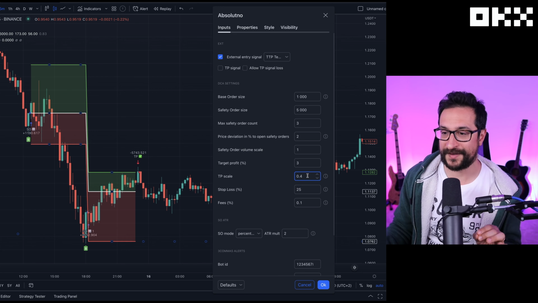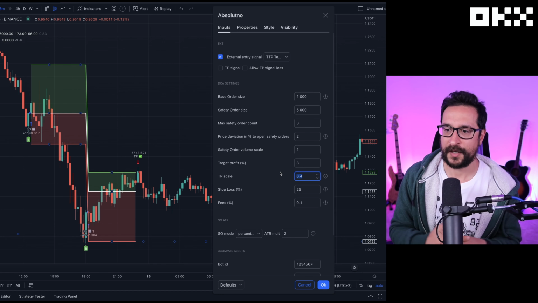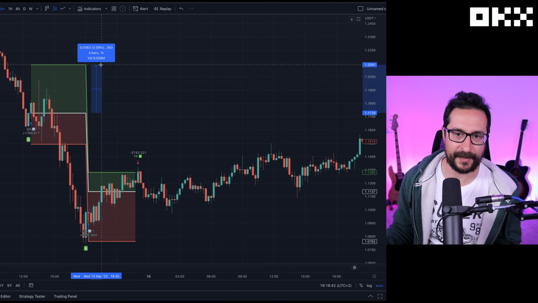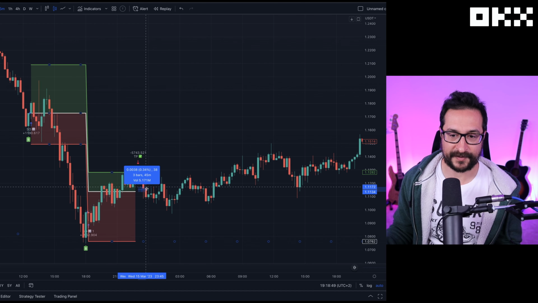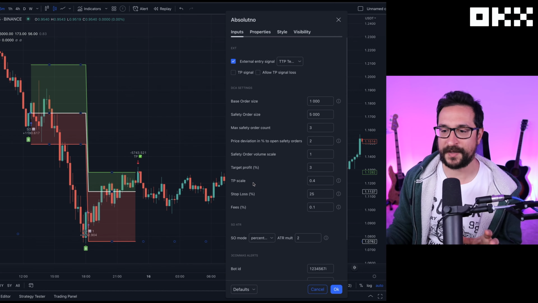The take profit scale makes it much easier to control the expectation of the take profit. Let me give you an example. When we were entering the base order right here, our expectation was to go 3% to the upside. But after we filled the first safety order, we dropped that to barely 1 point something. This is thanks to the use of TP scale.